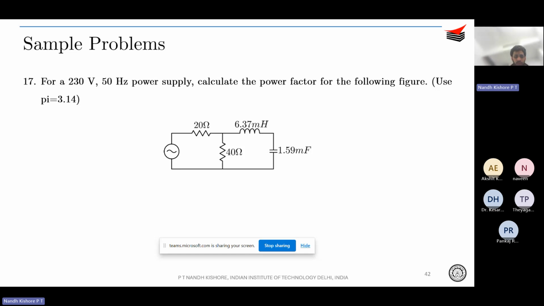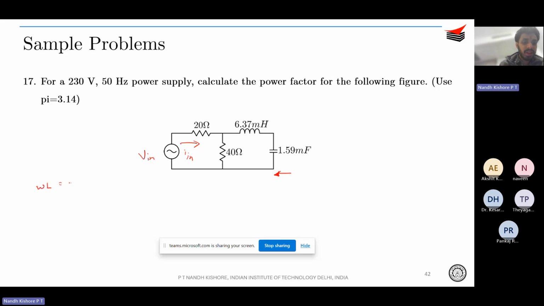Okay. So some simple problem for a 230 volt 50 hertz power supply. Calculate the power factor for the following figure. So it's a 50 hertz power supply. So what will be the power factor? Power factor will simply be the phase shift of Iin with respect to Vin. Correct? So always find out from the end.